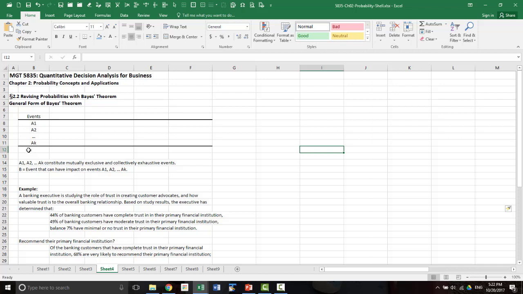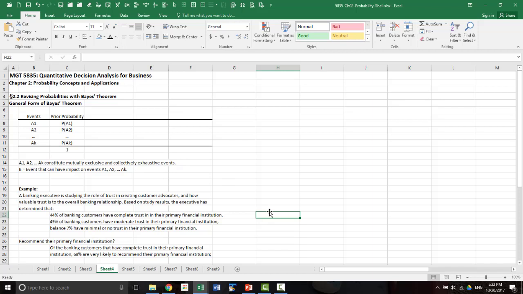All right. So we start out with our initial probabilities for these events, and these are called prior probabilities. So we have P of A sub 1, P of A sub 2, and so on. Since these are mutually exclusive and collectively exhaustive, they should all sum to 1.